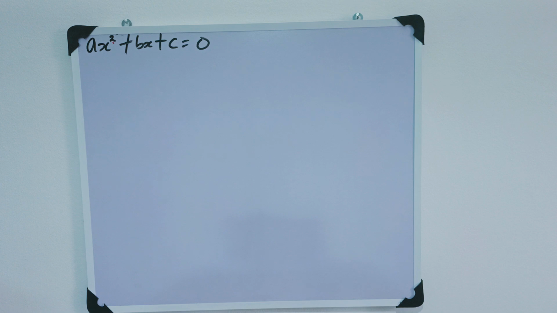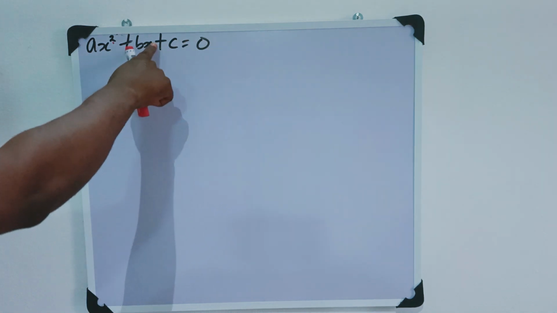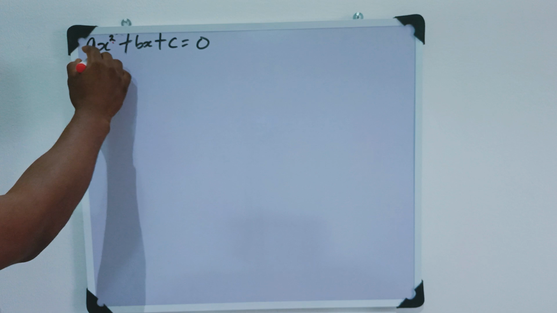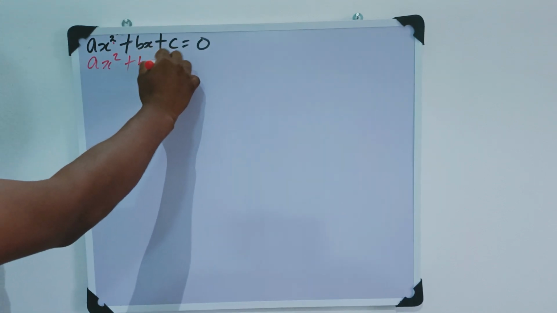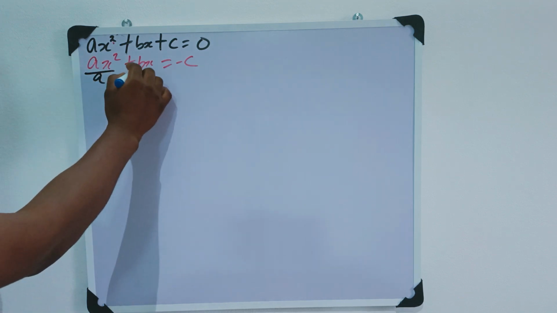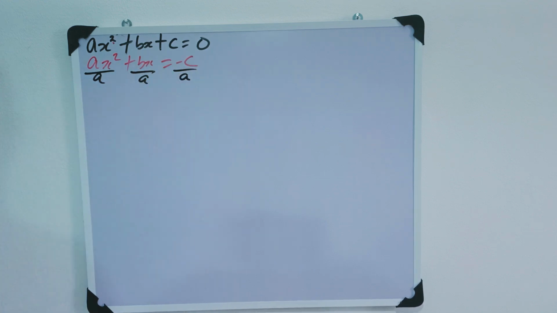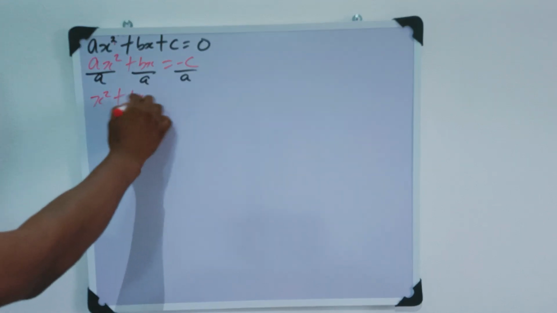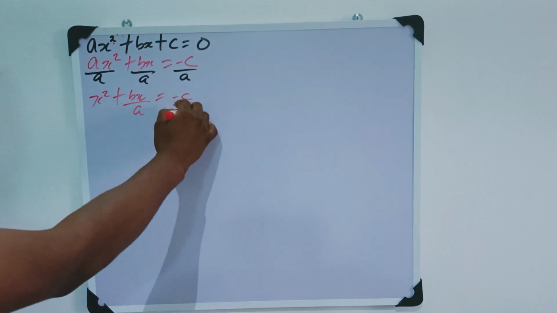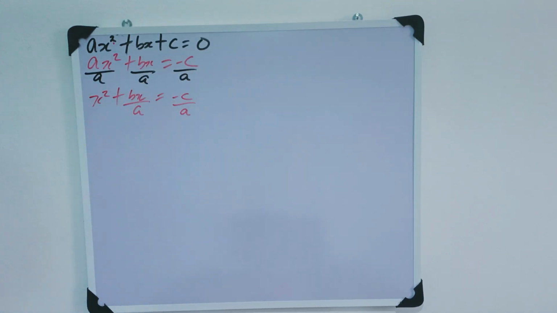So simply start by moving this c to the other side, or your constant to the other side. That will give us ax squared plus bx equals negative c. Then what you do next is divide through by the coefficient of x squared, which is a. So dividing through by a gives us x squared plus bx over a equals negative c over a. That's the first step done.